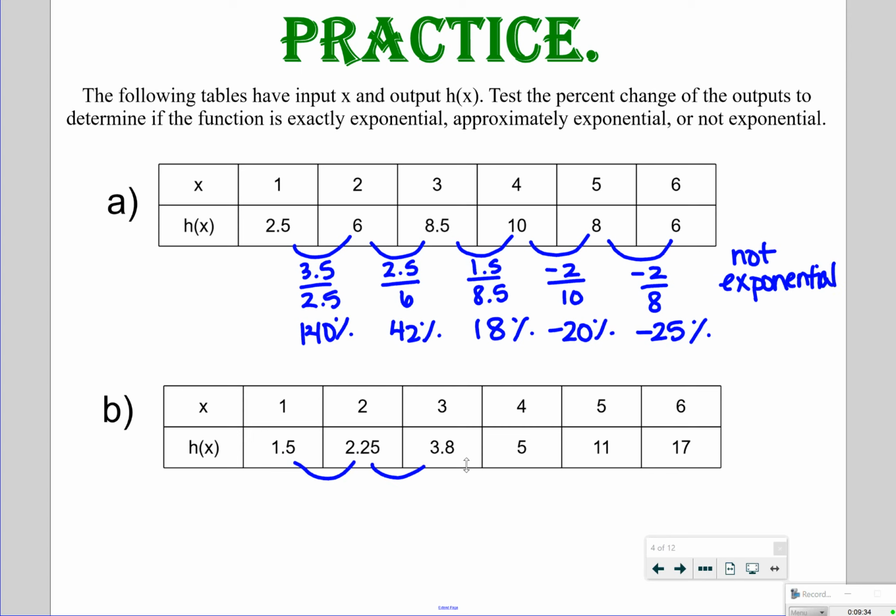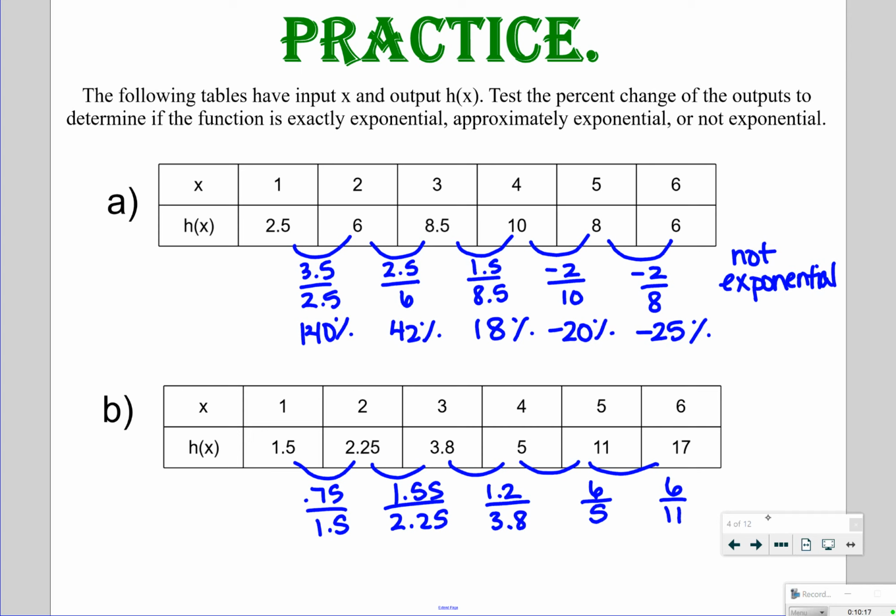Let's look at the next ones. Again, I'm going to subtract them. So essentially we're finding first differences here and then dividing. So 2.25 minus 1.5 gives me 0.75 over 1.5. 3.8 minus 2.25 is 1.55 divided by 2.25. 5 minus 3.8 gives me 1.2 over 3.8. 11 minus 5 gives me 6 over 5, and then 17 minus 11 gives me 6 over 11.